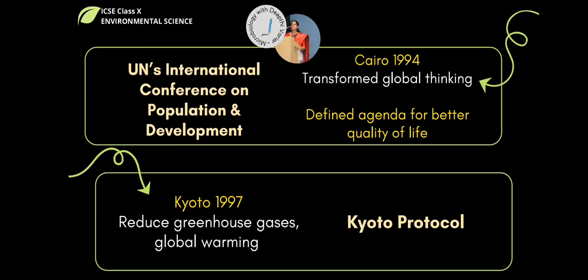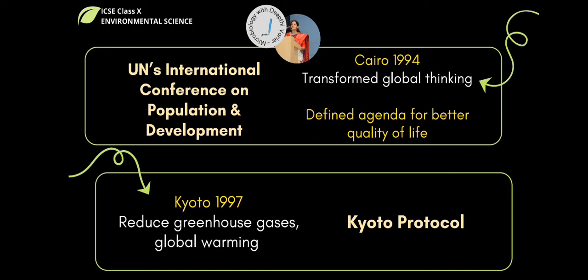The fourth one that we have is the UN's International Conference on Population and Development. So this conference was held in Cairo in 1994, and this conference was a landmark because it transformed the global thinking on population issues and development issues. So they defined an agenda which promoted gender equality, to eradicate poverty, hunger, to achieve universal primary education, to improve the maternal health. So basically this entire conference helped to define the agenda for a better quality of life.